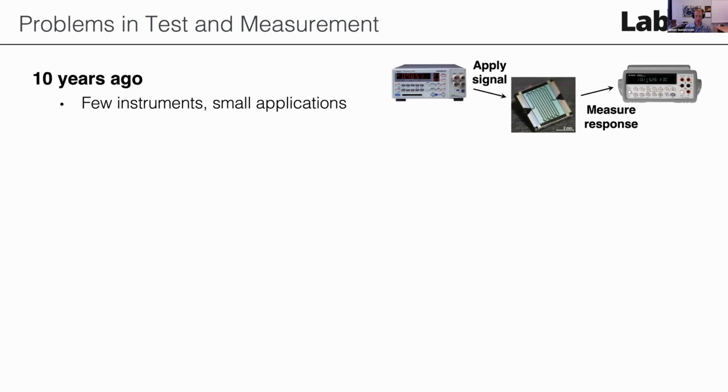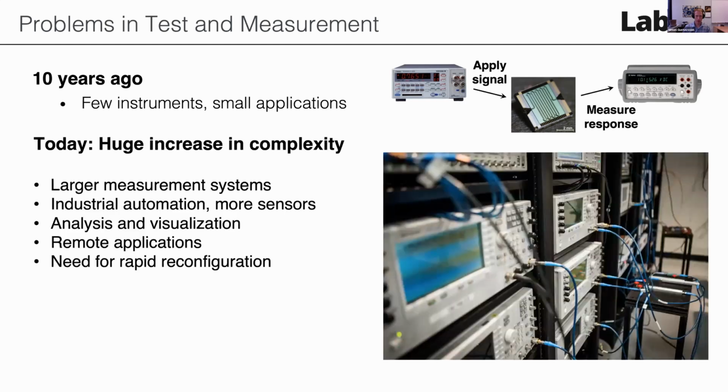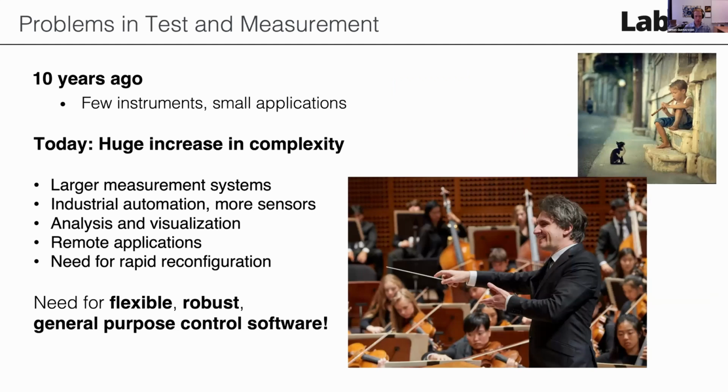And 10 years ago, it was still possible to do it that way because you had few instruments and small applications. But today, especially with quantum computing, you have a large increase in complexity, with a large number of measurement systems, devices and sensors, and you need a more flexible way to define and set up experiments to be able to quickly reconfigure your application. And that is how we came up with the idea of building software that is more flexible, simpler to use, and more scalable, especially for quantum.